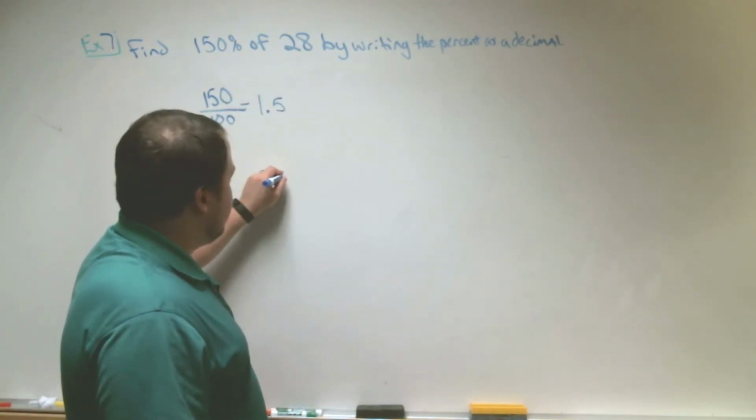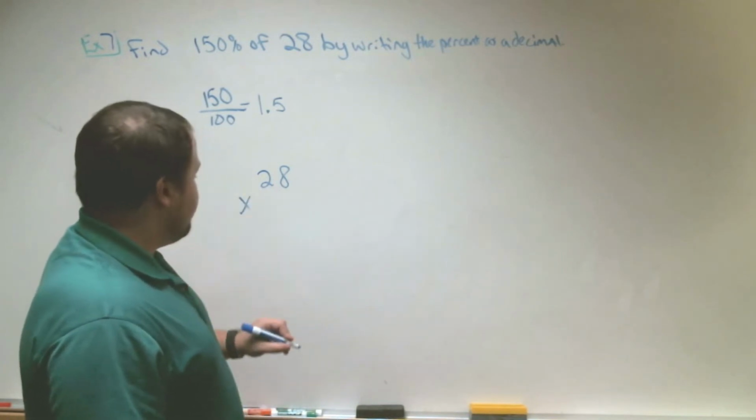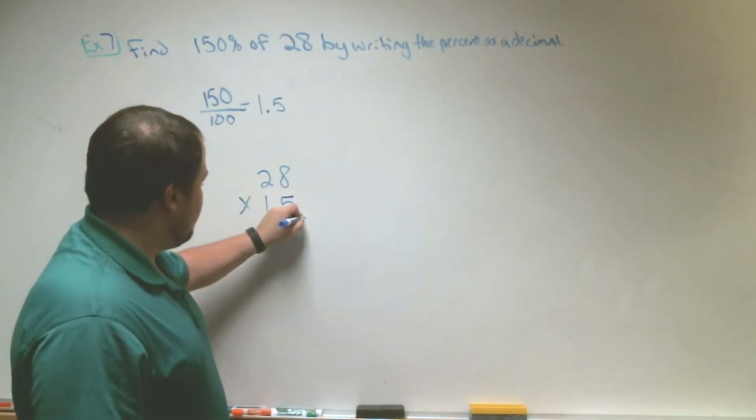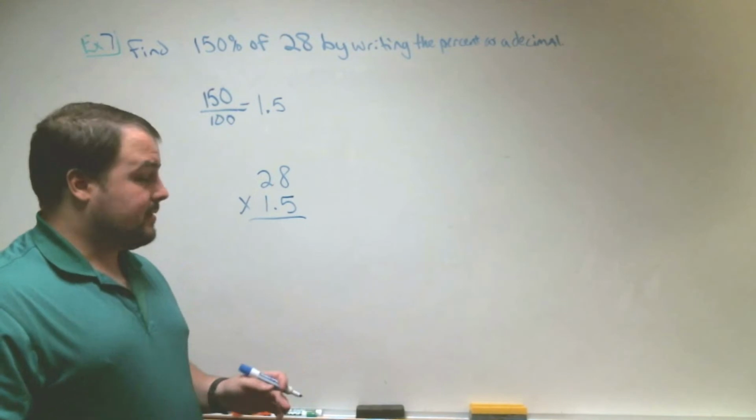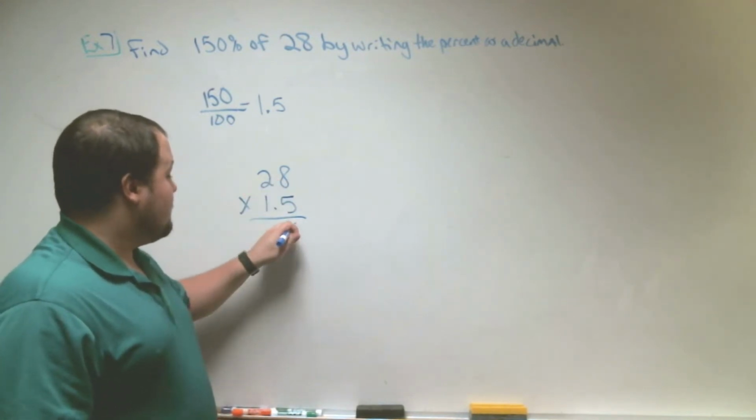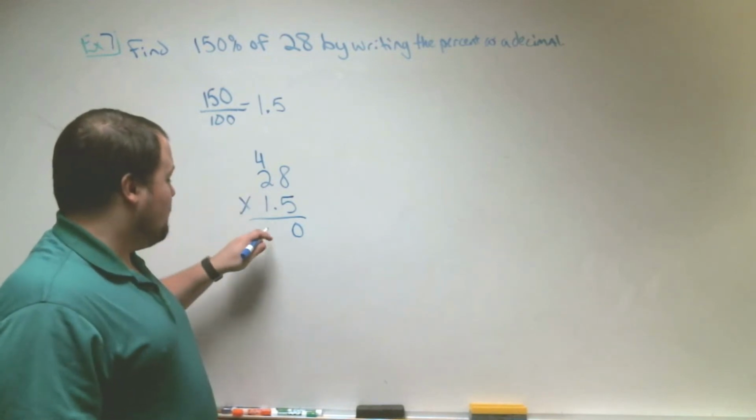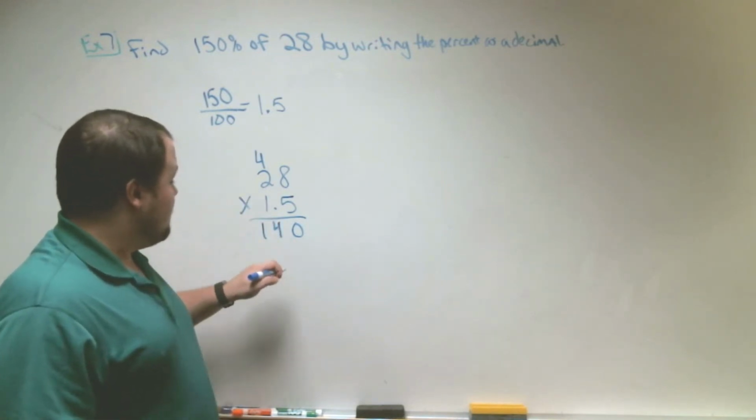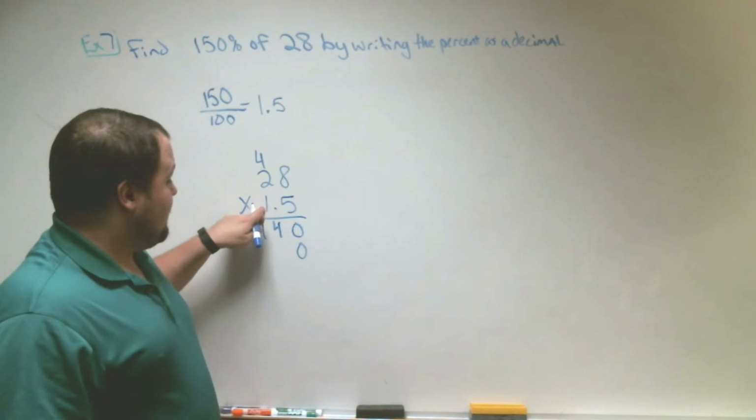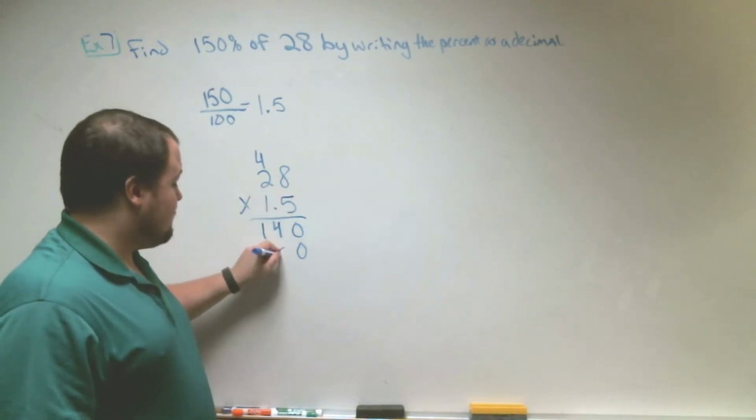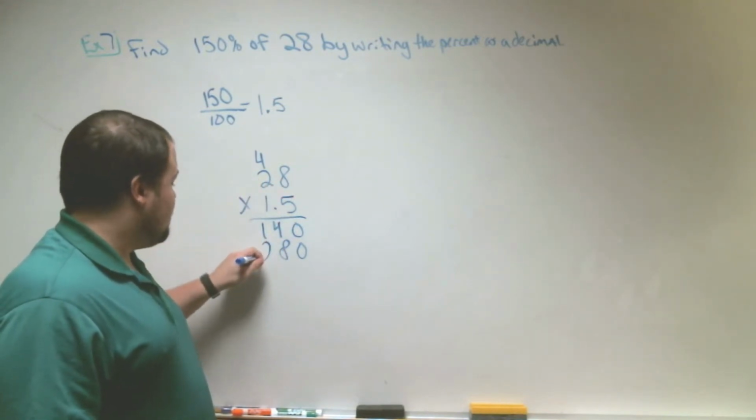So I'm going to do it without a calculator this time. I'm going to take 28 times 1.5. First thing I'm going to do is multiply the 5. 5 times 8, that's 40. 5 times 2, that's 10. Add 4, that's 14. I'm going to put a 0 because now I'm in this position. 1 times 8, that's 8. 1 times 2, that's 2.